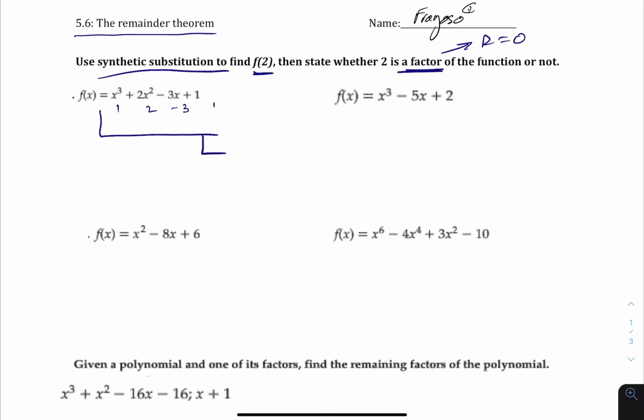Now we're doing f of 2, so I don't switch it, because they're just giving me the straight-out number. If they gave me x minus 3, I would use 3. But if they just tell me f of 5 or something like that, then you just use 5. So it's very important how they give it to you. In this case, it's 2, so just use 2. Bring down the first one, multiply across, add down, multiply across, add down, multiply across, add down. I got 11. So it's not 0, so not a factor.